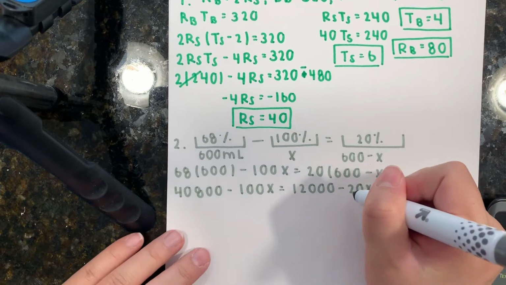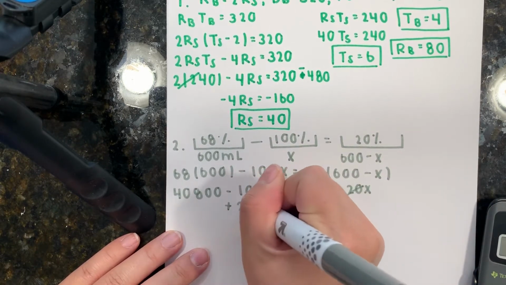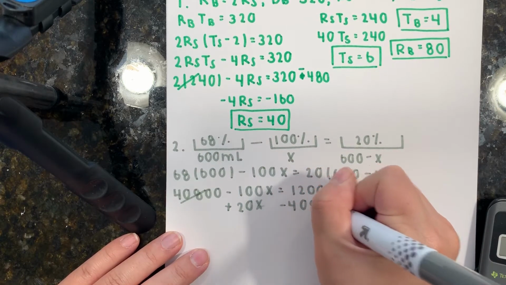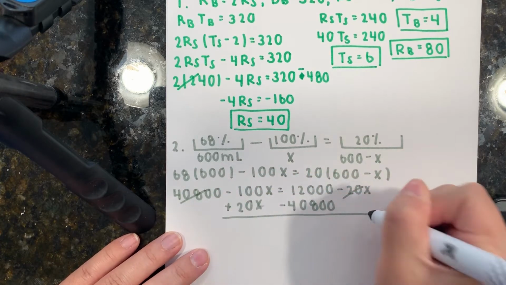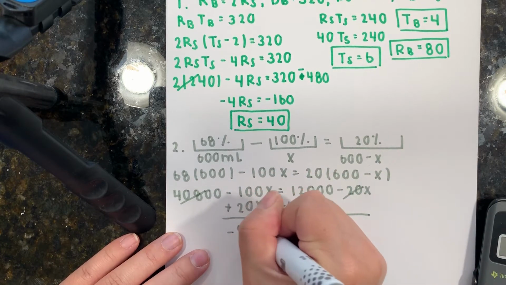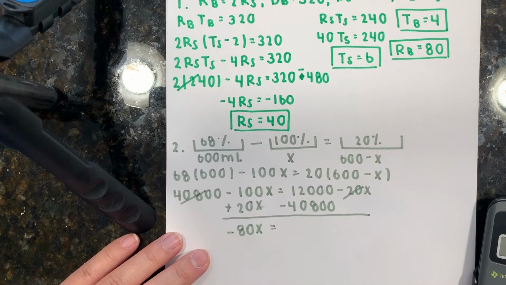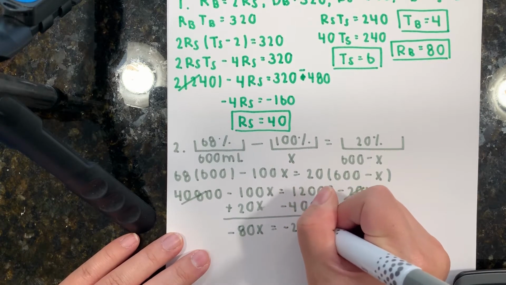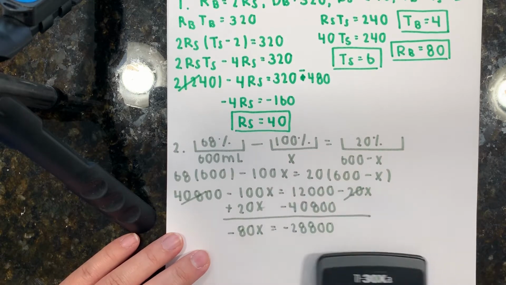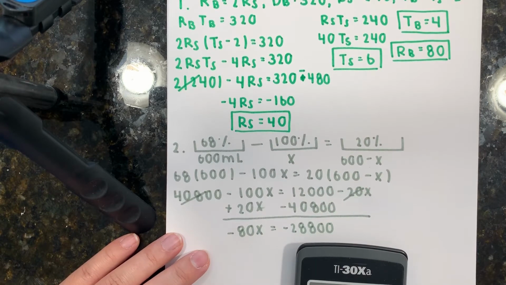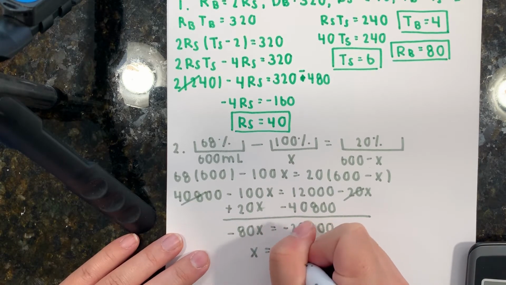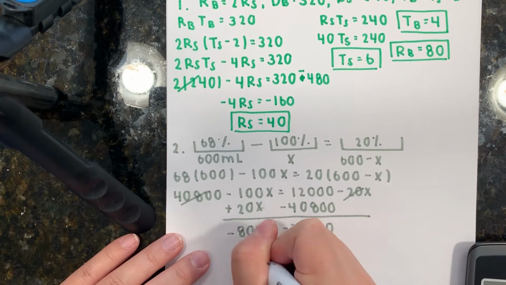So if I move the 20x to this side, move the 40,800 to the right-hand side, I would get negative 80x is equal to 12,000 minus 40,800, which would be negative 28,800. And then you're going to divide that by negative 80. So x would be equal to 360 milliliters.